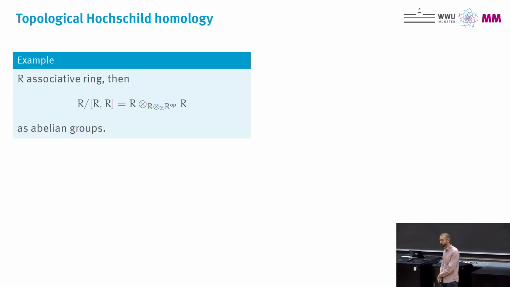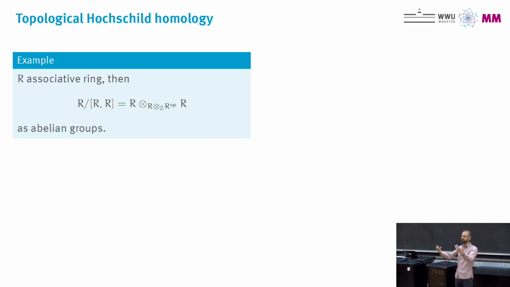And since it's supposed to be a higher analog of these quotients, let's just look at this quotient. Let's write this in a very complicated way, as usual. So what we can do is, if R is a ring, it's also a bimodule over itself, right? By left and right multiplication. So it's an R tensor R op module.